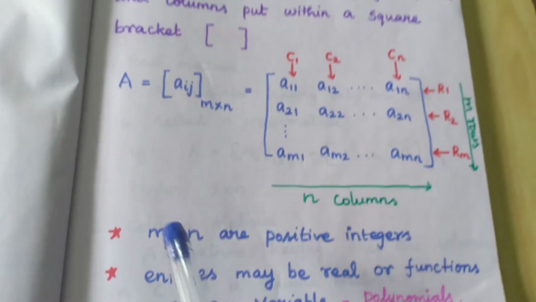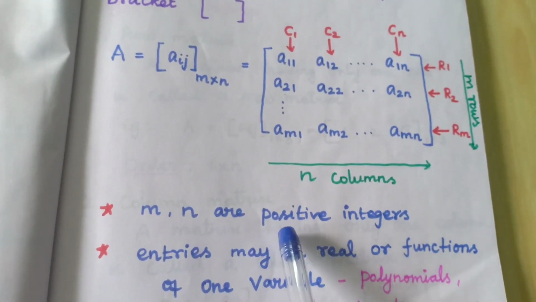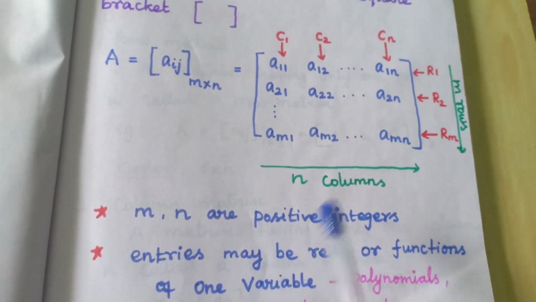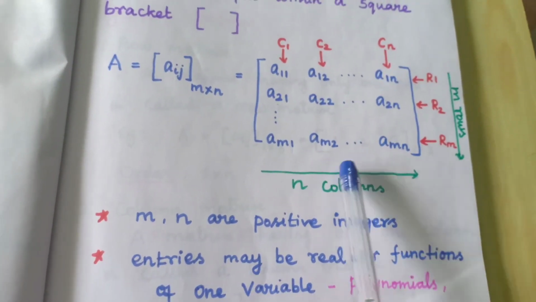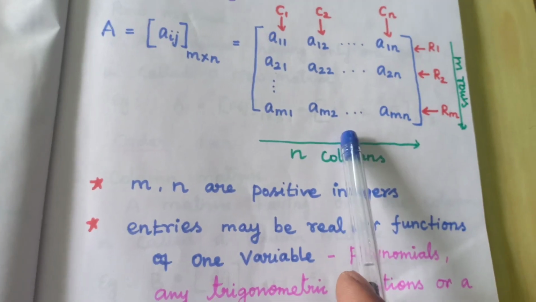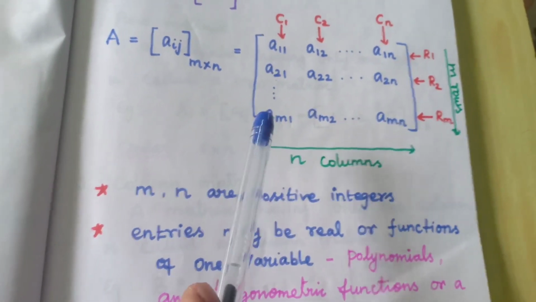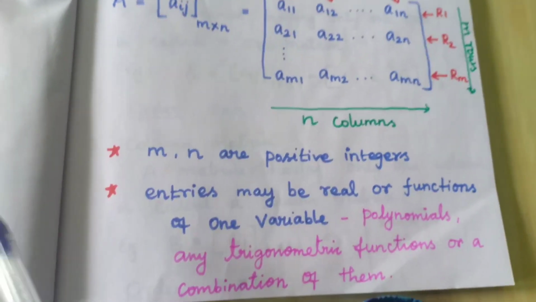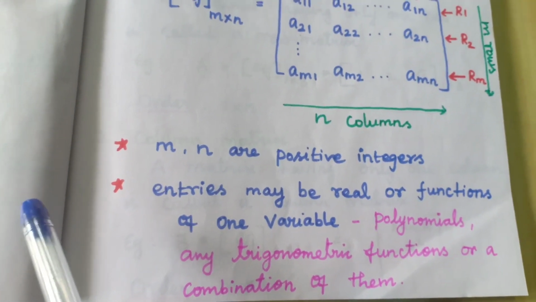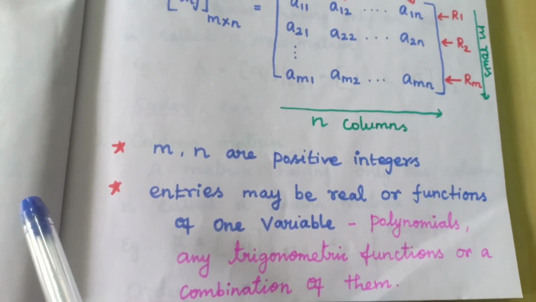Here m and n are positive integers. The entries in the matrix may be real numbers or functions of one variable, such as polynomials, trigonometric functions, or a combination of them.